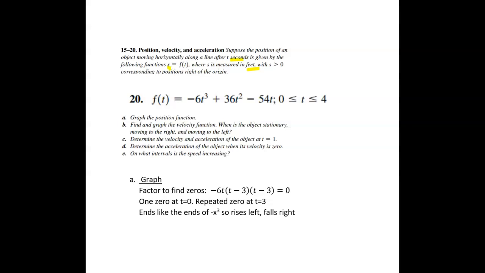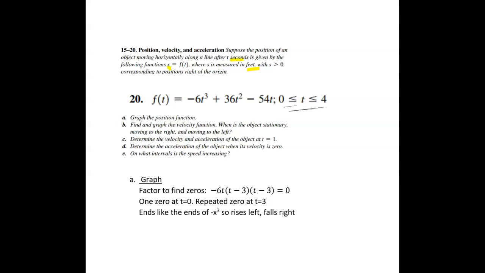But when we find the velocity, that'll be in feet per second. And when we find the acceleration, it'll be in feet per second squared. That's the helpfulness of this. Now, we are asked to graph. So we have a position function that's negative 6t cubed plus 36t squared minus 54t. And what this means is we only need to look from times 0 to 4. We don't have to look at the entire domain of this polynomial, which would be all real numbers. We only care from 0 to 4.